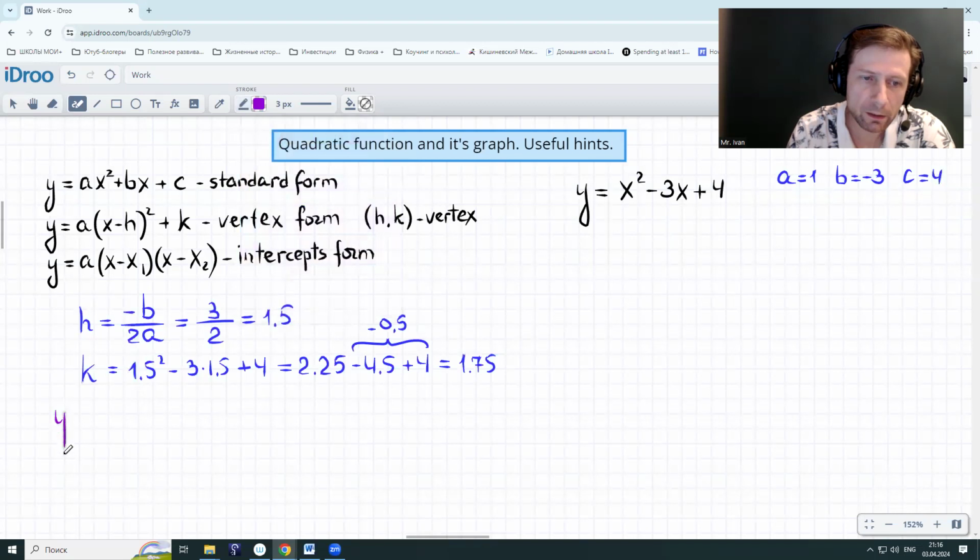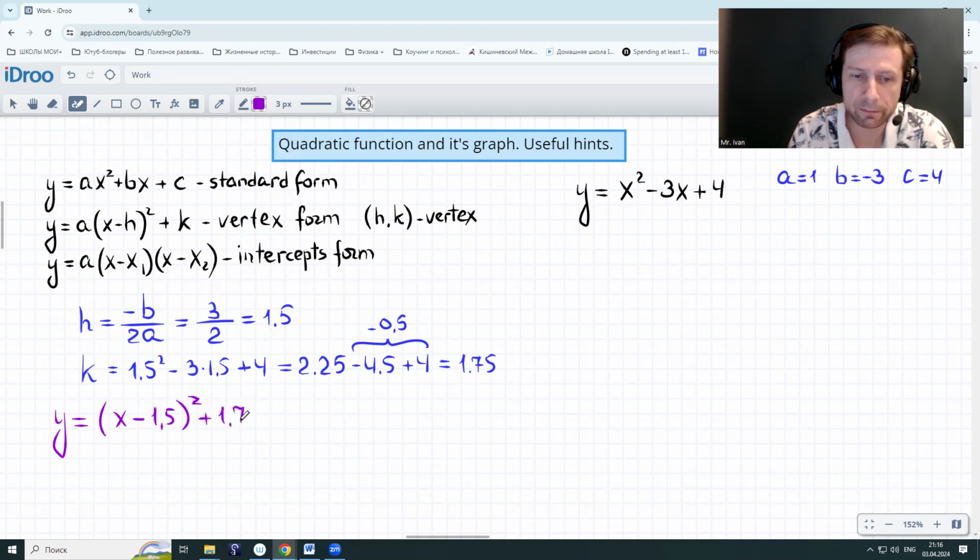With this, I can rewrite this equation in vertex form as follows: y equals a, which is again 1, times (x minus h), which is 1.5, squared, plus 1.75.